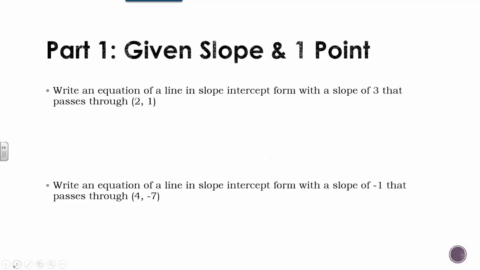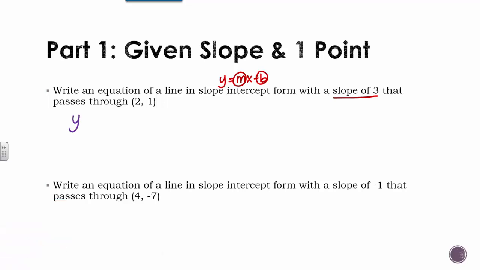Write an equation of a line in slope-intercept form with a slope of 3 that passes through the point (2, 1). So remember, slope-intercept form is y equals mx plus b. And we need two things. We need a slope and we need the y-intercept. We're given a slope, but we're not given a y-intercept. So that's what makes this a little more difficult than what we did before.